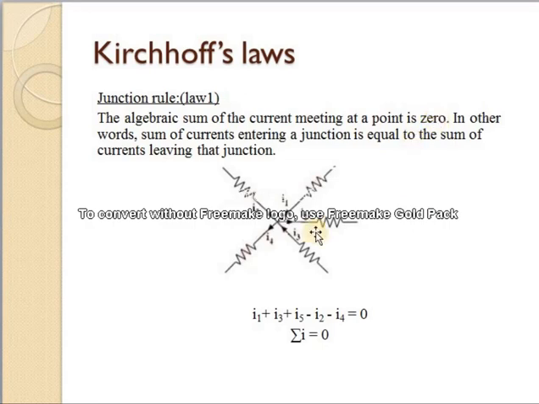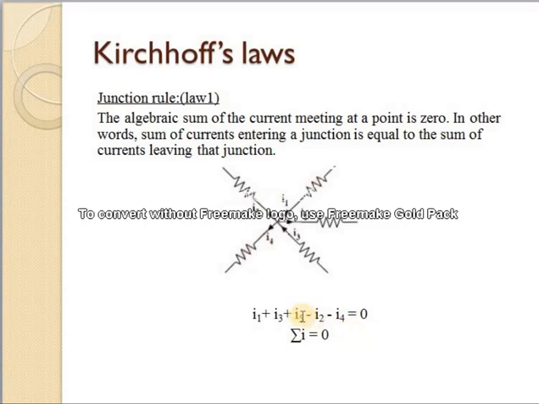That is, from the figure we can see that I1, I3 and I5 are the incoming currents. That is, we take them as positive. And I2 and I4 are the outgoing currents. They are taken as negative. So the algebraic sum of the currents, that is I1 plus I3 plus I5 minus I2 minus I4 equal to 0. The algebraic sum of the currents meeting at a point is equal to 0. That is, sigma I equal to 0.